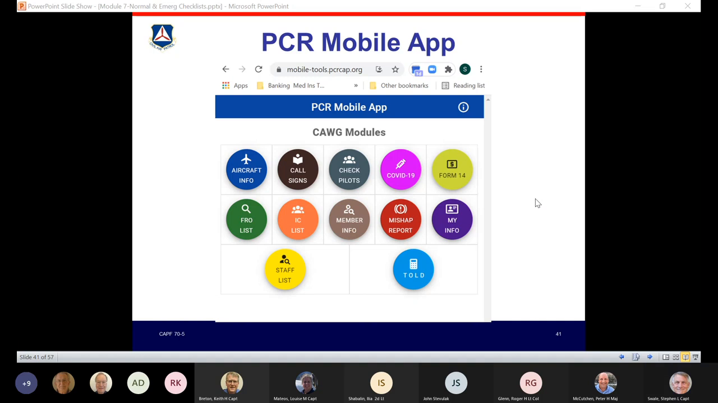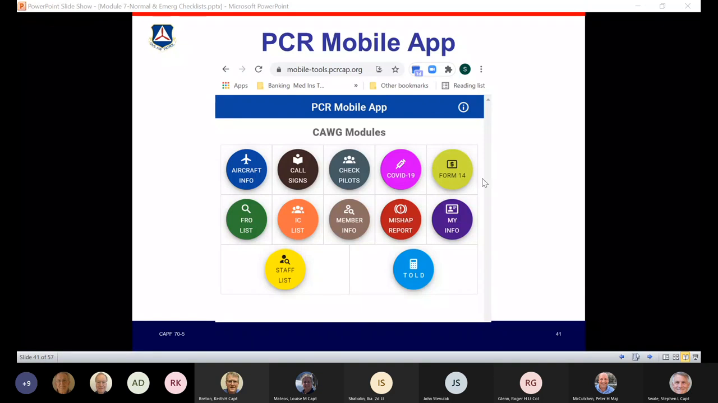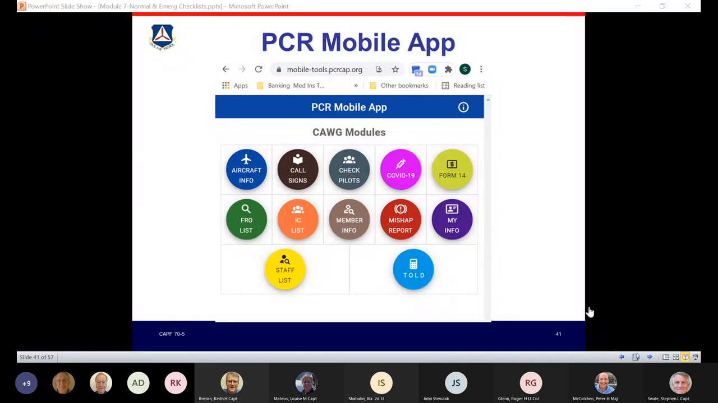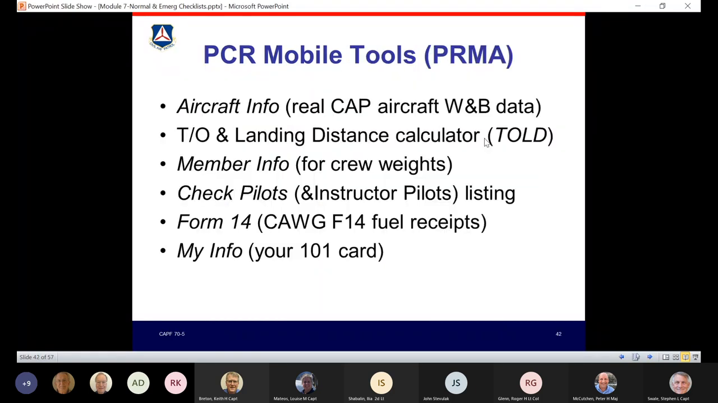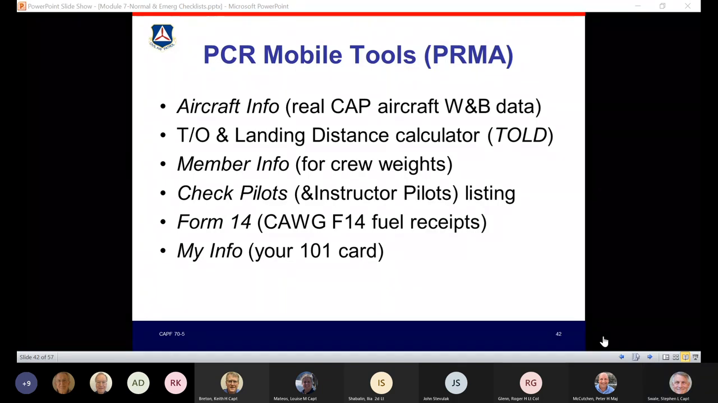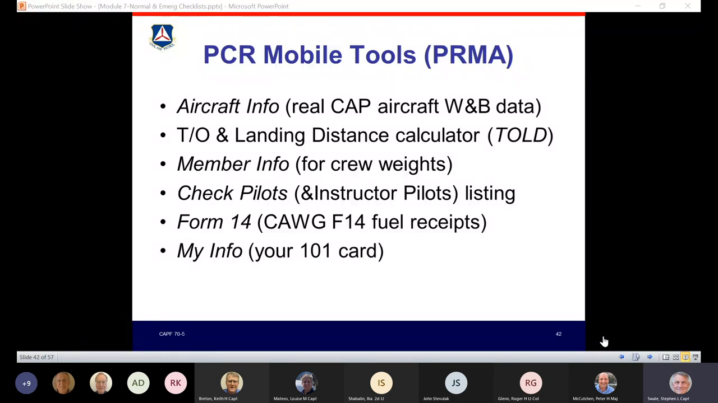This is where you get your Form 14 for your fuel receipt and the FRO list, although that's the complete list, and some sorties of some missions have restricted FRO lists, so be aware of that. The TOLD tool, the takeoff and landing distance tool, is here that you can use. You don't have to use that tool, but you do need to upload some indication that you've done that calculation. So here's the listing of all the stuff on the previous little buttons.